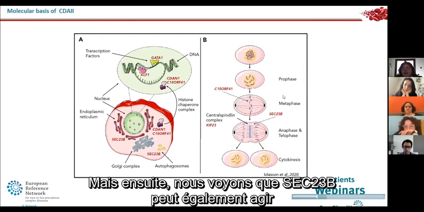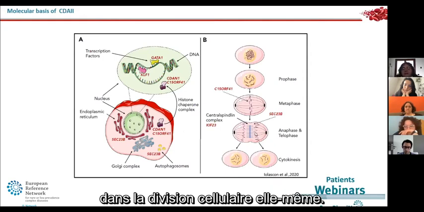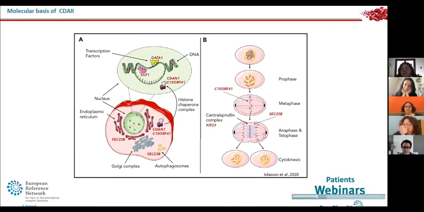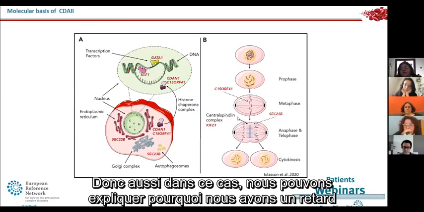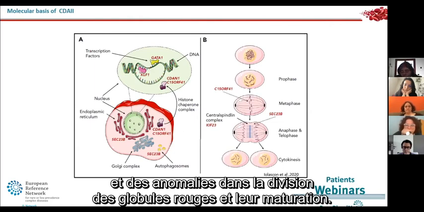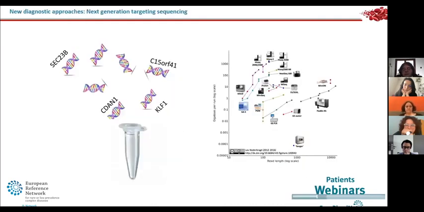But then we see that SEC23B may also interact in the cell division itself. So also in this case, we can explain why we have a delay and abnormalities in the cell division and the maturation of the cell.